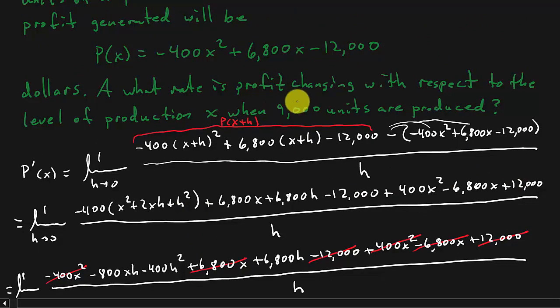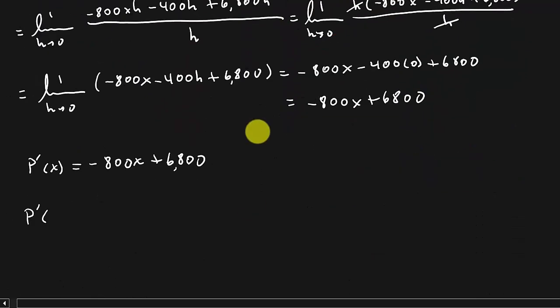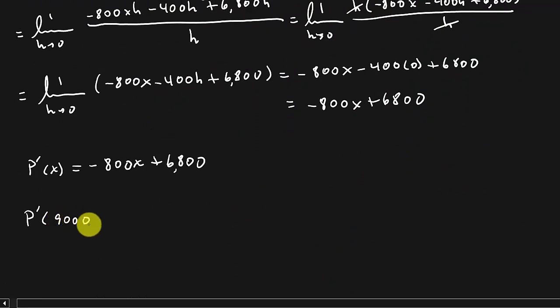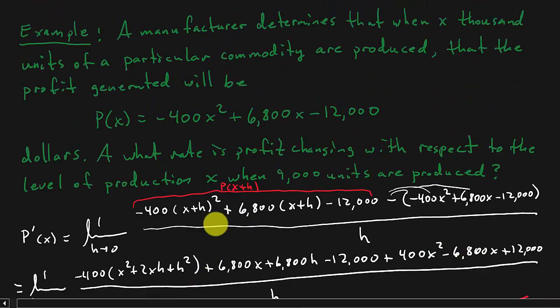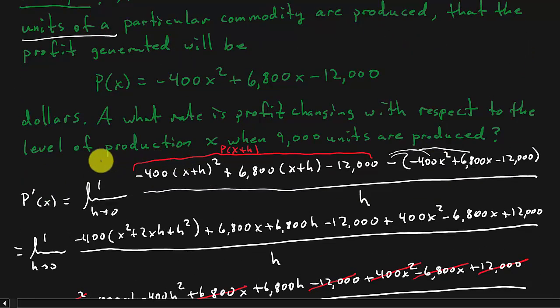Well, it's 9,000, but let's look at that. Am I going to do p prime of 9,000? Well, let's go back up here and read, because that's what it tells us x is 9,000. So let's see, a manufacturer determines that when x thousand units, there you go, there's the key, when x thousand units. So level of production x, so it says at what rate is profit changing with respect to the level of production x when 9,000 units are sold.